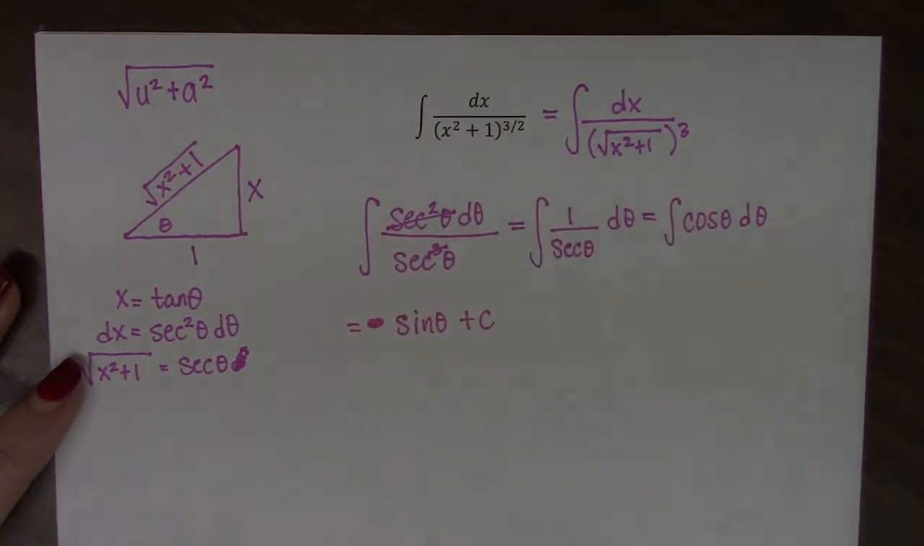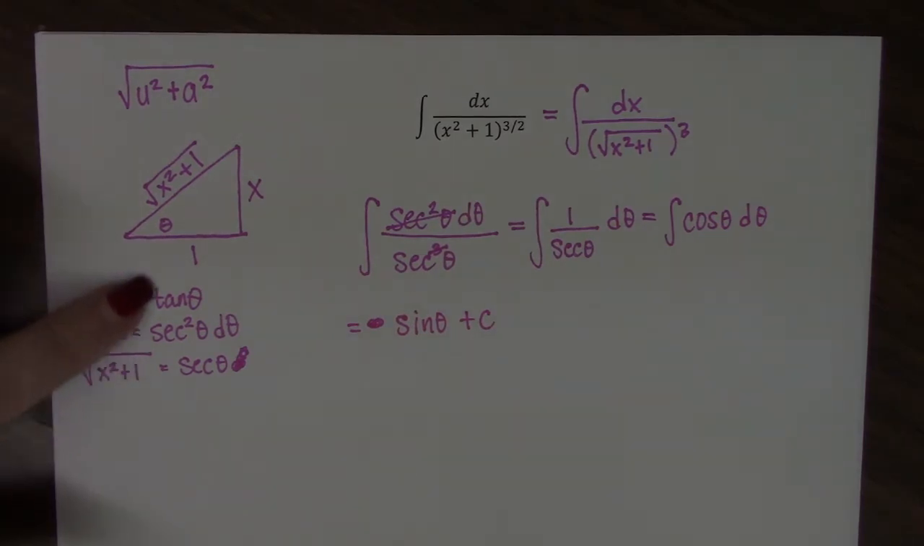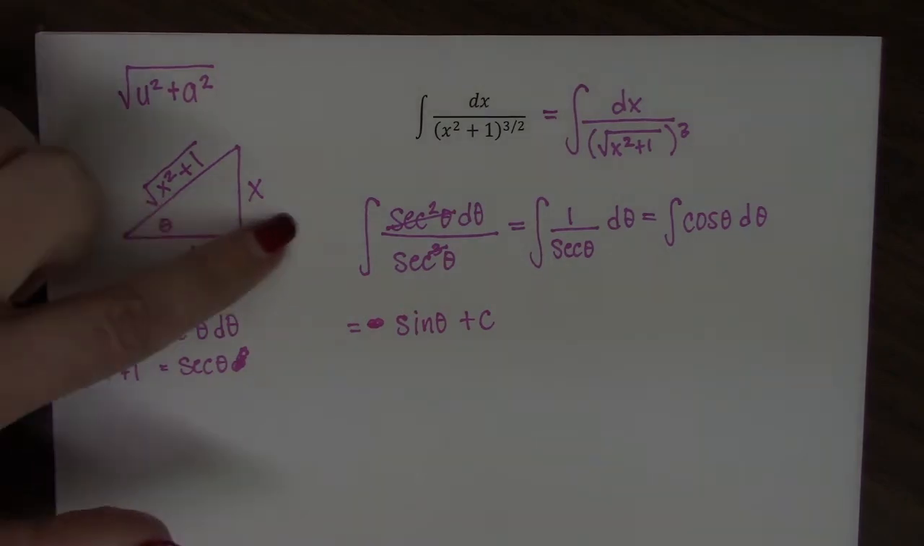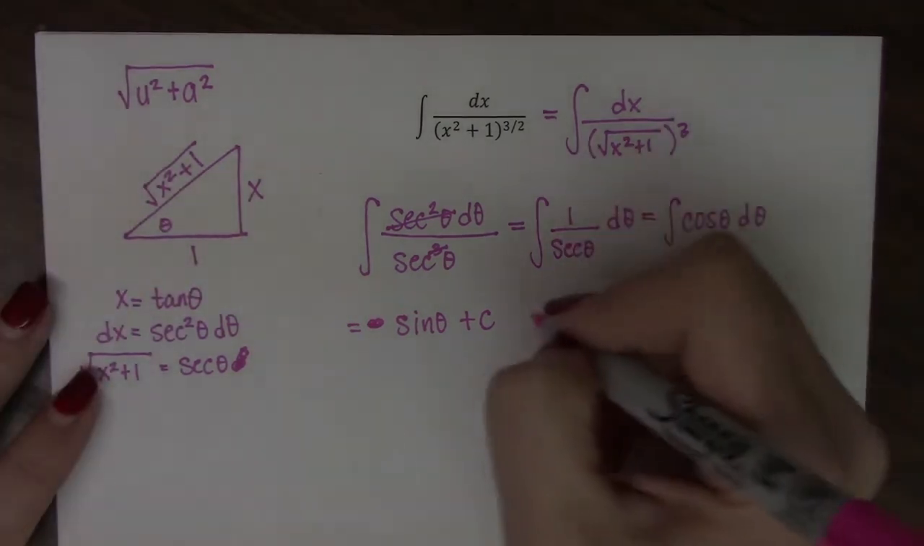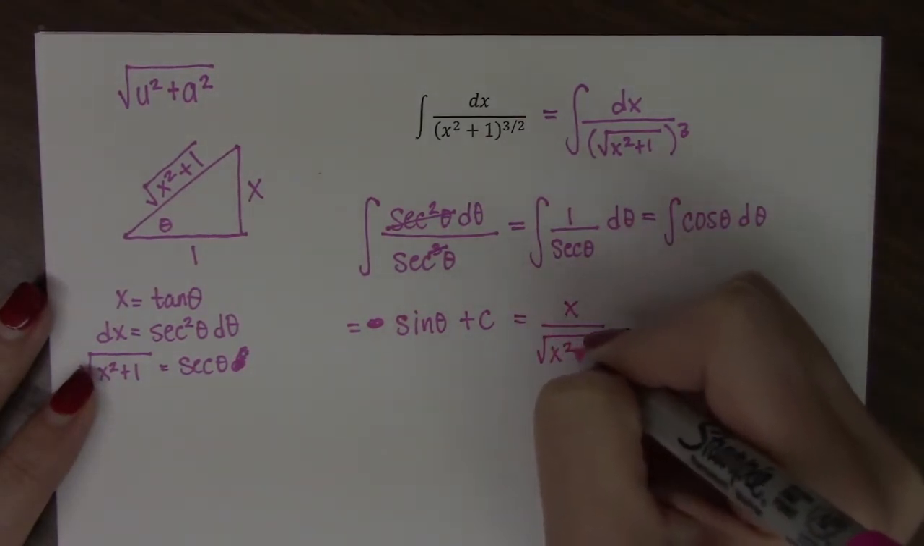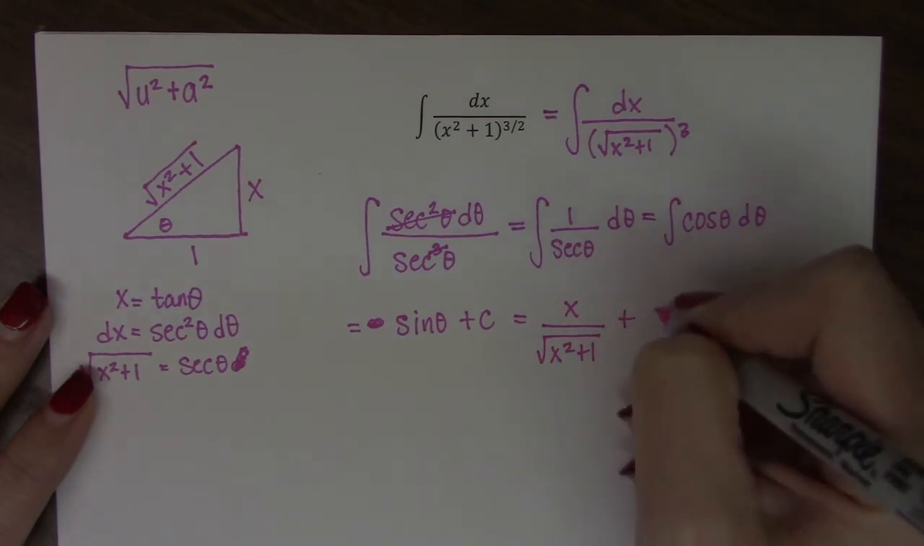And if we go back to the triangle, right, notice we don't have any sines defined over here, but that's easy, right? The triangle lets us grab any trig function we want. So sine is opposite over hypotenuse. So this works out to be x over the square root of x squared plus 1, plus c.